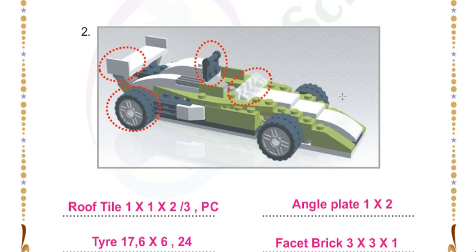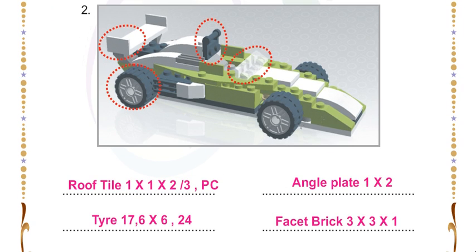For the second picture, here also we have to find out only the red markings. Roof tile 1 into 2 bar 3 comma PZ. Then tire 17 comma 6 into 6 comma 24. Then angle plate 1 into 2. Then facet brick 3 into 3 into 1. Once you do it in the lab and keep the mouse pointer on a brick, it will show the name.